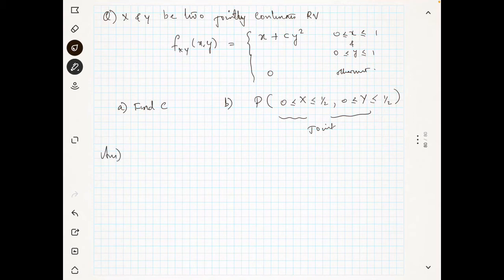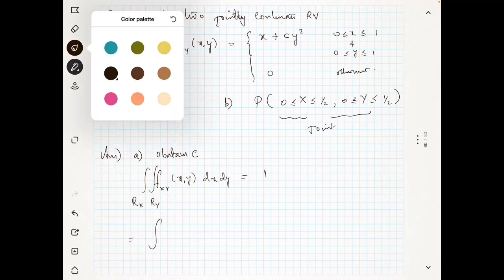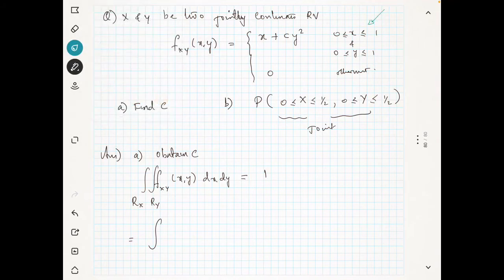So we will solve this problem. To find the first part, to obtain c, we know that if you have a joint density function and you integrate it over all possible values of x and all possible values of y, over the entire range of x and range of y, with dx dy, you will get 1, as in the case of a one-dimensional random variable. We will use this notion to obtain the value of c. The ranges for x and y have been given.